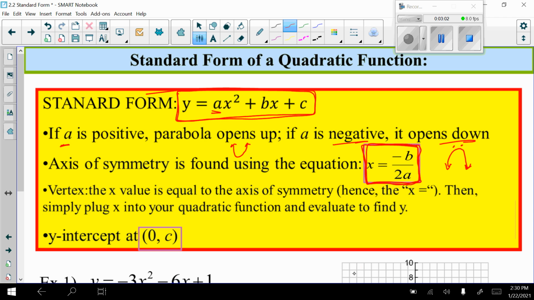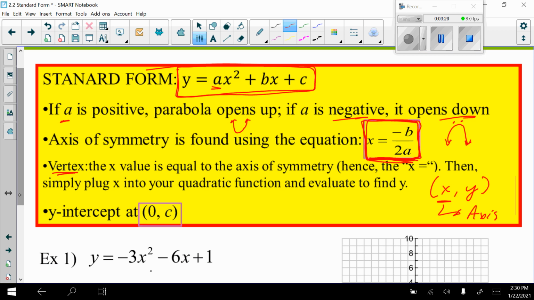To find the vertex, remember the vertex is a point with x and y, and the x-coordinate of the vertex is your axis of symmetry. So once you have the axis of symmetry, which you get by using this fancy equation, you just take that x value, plug it into your original equation, and that will tell you the y-coordinate of your vertex. And I'll show you how to do that in just a minute.